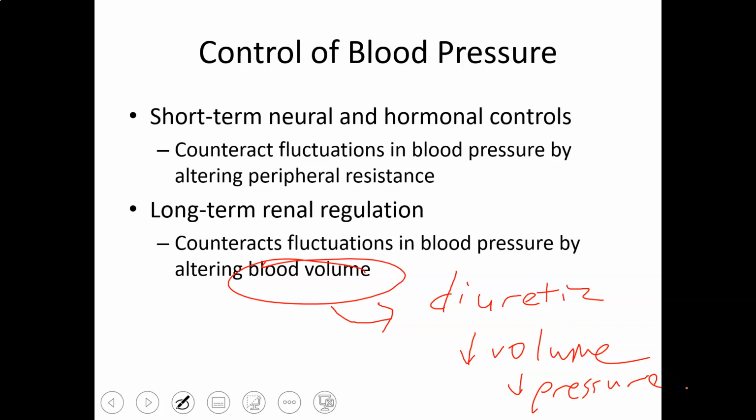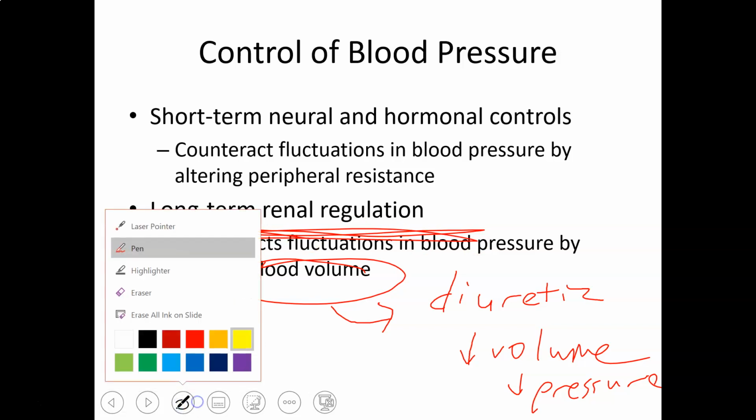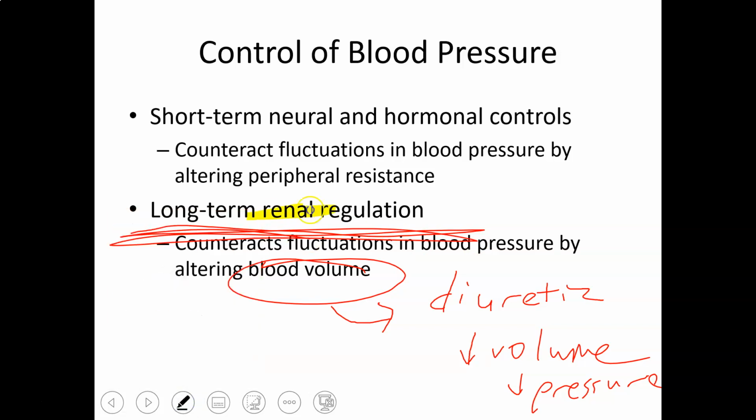That's long-term regulation. Long-term regulation of blood pressure is the job of renal regulation. Short-term regulation of blood pressure, the brain, some hormones. Long-term regulation, that's the kidneys.